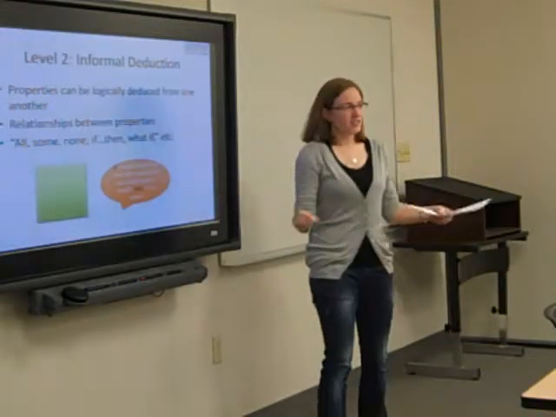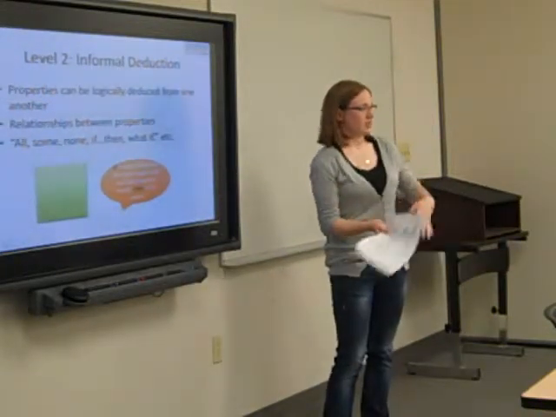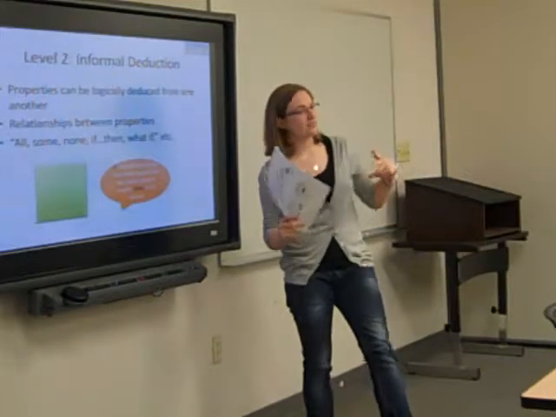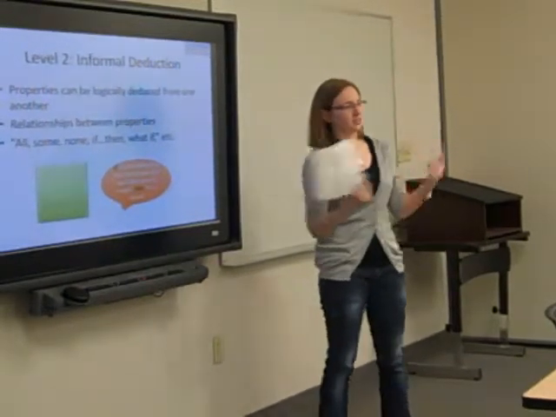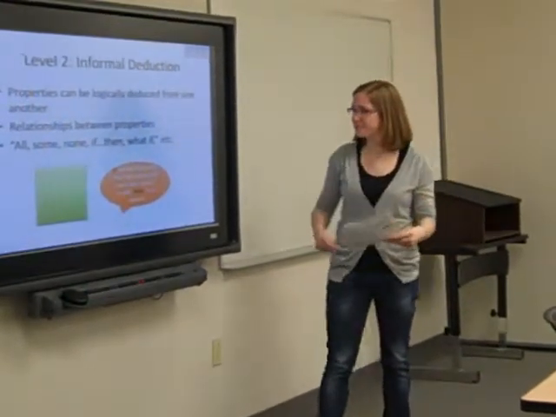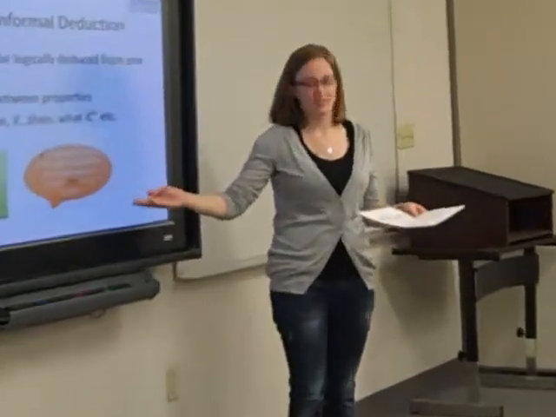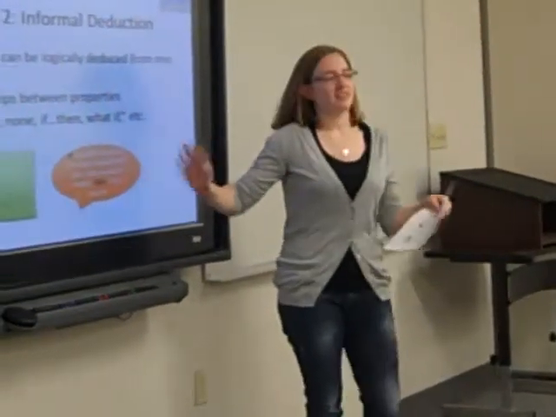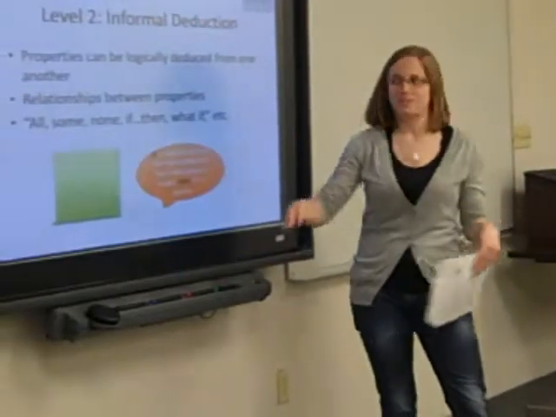And this is where teachers can start using words like all, some, if, then, to get students to see if they can see relationships between different properties. So if a quadrilateral has 4 right angles and 4 sides of equal length, then it is a square.